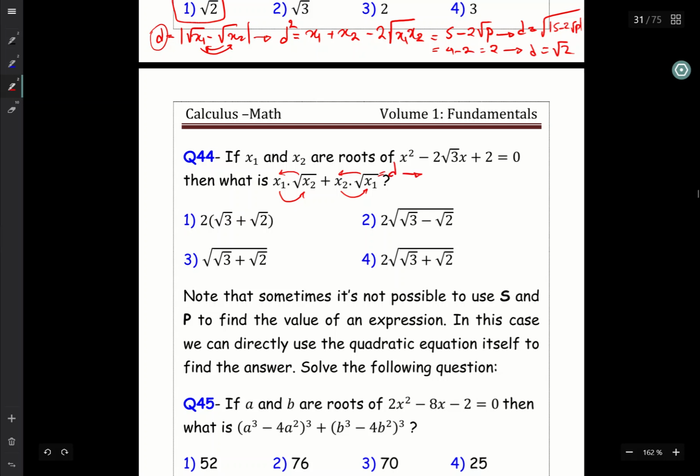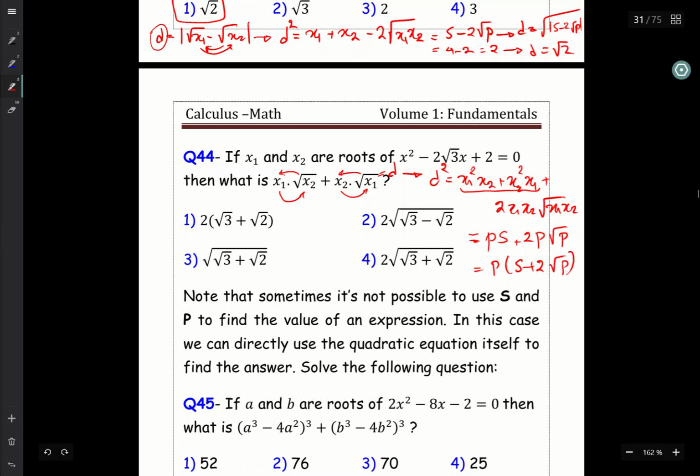And the trick here is that whenever we have a square root, we try to square the whole thing. x1 squared x2 plus x2 squared x1 plus twice the multiplication x1 x2 square root of x1 x2. Now if in the first two terms I factor out x1 x2, I end up with p times s plus 2p square root of p. So p s plus 2 square root of p.